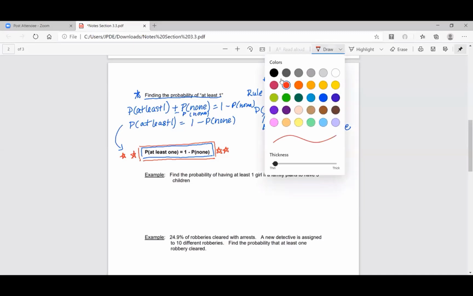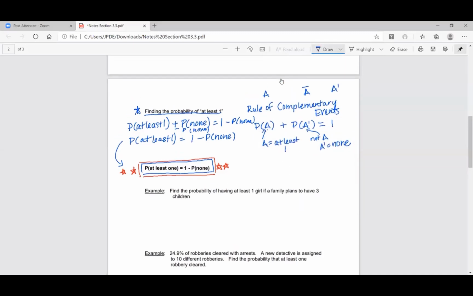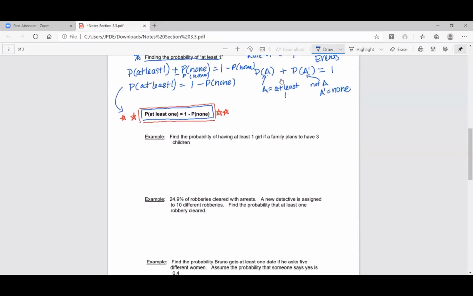Okay, let's look at the first example. And the first example says, find the probability of having at least 1 girl if a family plans to have 3 children.